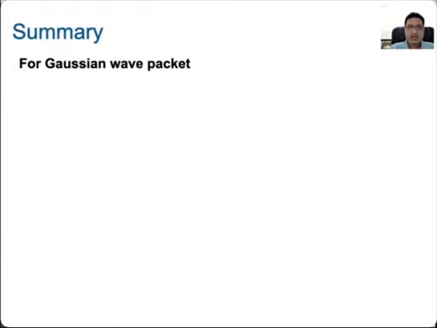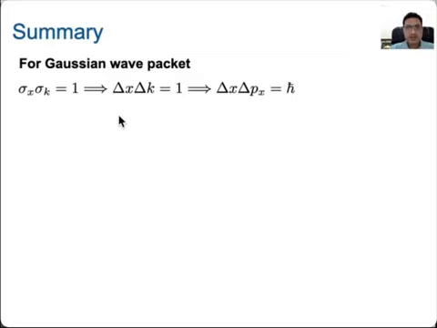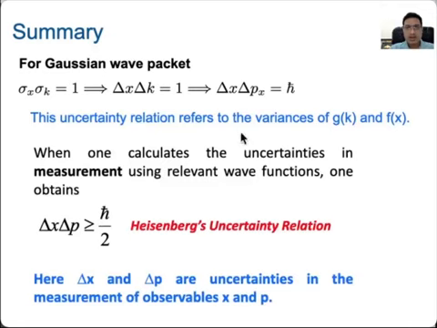Okay, so let's summarize. For the Gaussian wave packet, what we have seen is related to delta x delta px. Now this quantity is different from what we have seen in the case of measurement. When we estimate the uncertainties in measurements using relevant distribution functions or the wave function, we obtain this quantity. This is the Heisenberg uncertainty principle, whereas in the case of the Gaussian wave packet, this product is related to the variances of g of k and f of x.